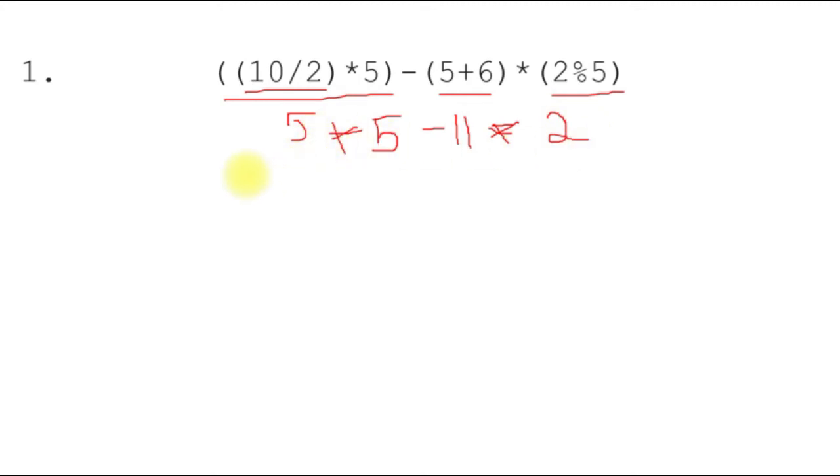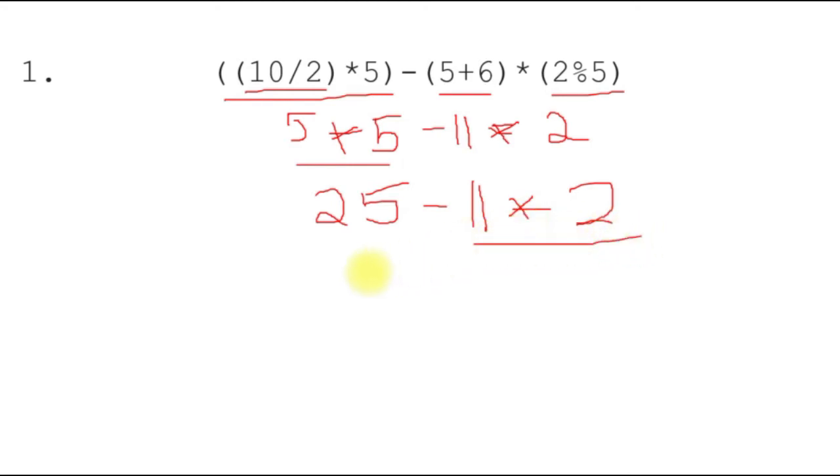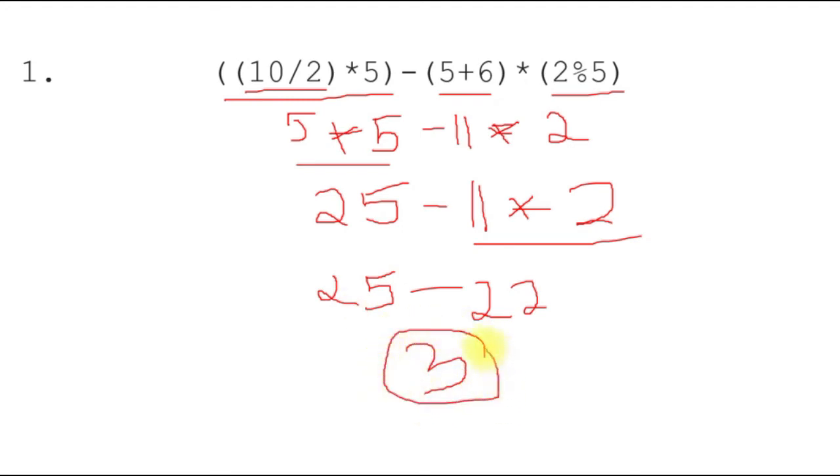So dito i-apply natin yung precedence rule. Basta lagi niyong tatandaan, lagi pong nasa huli yung plus at saka minus. So unahin natin si 5 times 5. So 25 minus 11 times 2. So next natin is si 11 times 2. So 25 minus 22, kasi 11 times 2. So 25 minus 22, the answer is 3.